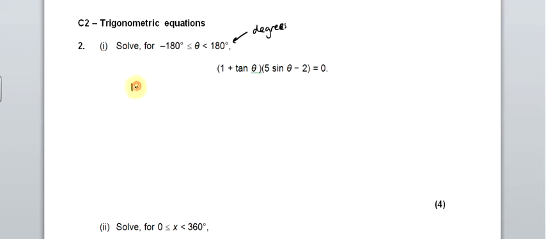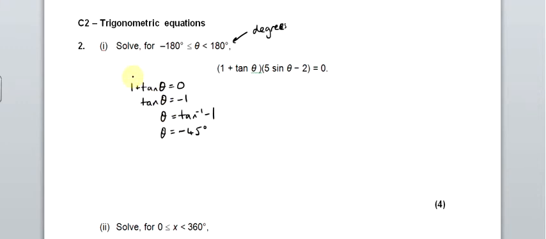So 1 plus tan theta is equal to 0, which means that tan theta would be equal to negative 1, because I've subtracted it, and then theta would obviously be the inverse tan of negative 1, which means that theta would be equal to minus 45, and that's obviously in the range there.